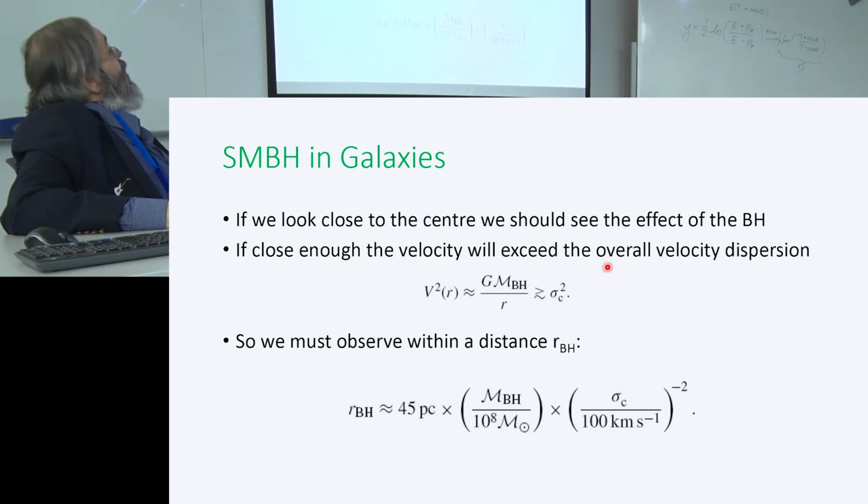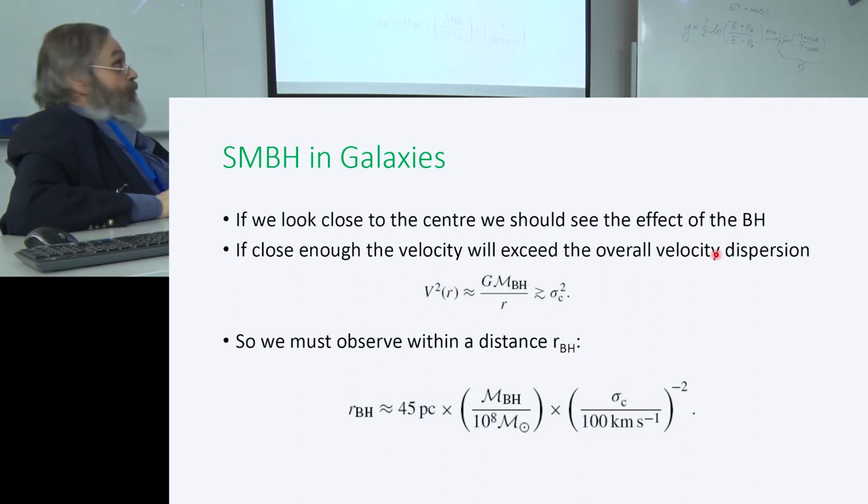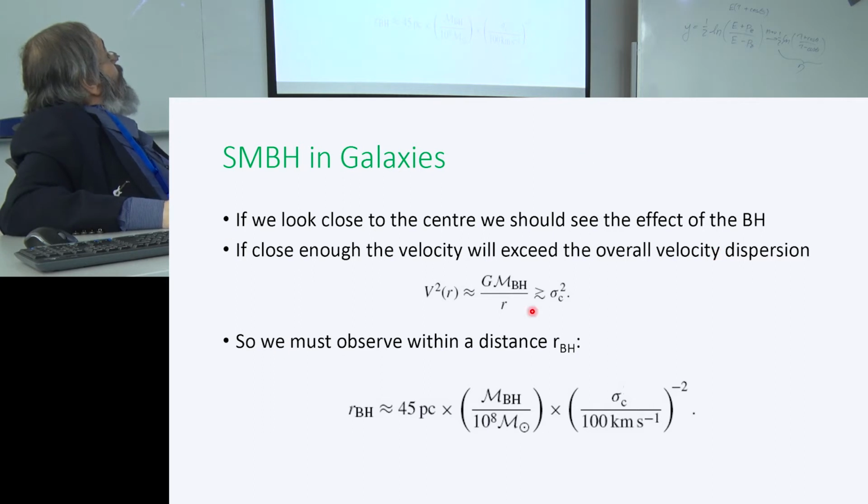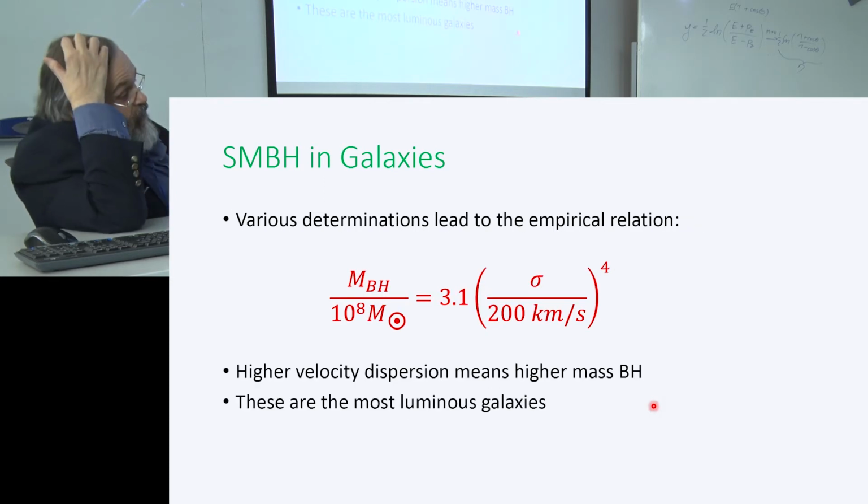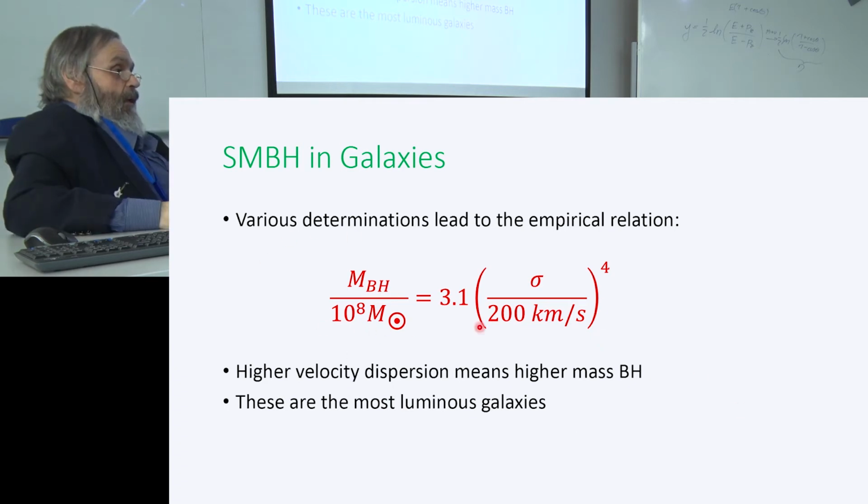Okay, so supermassive black holes in galaxies. If we look close enough to the centre, you should see the effect of the black hole on the velocity dispersion. And if you get close enough, then the velocity will exceed the overall dispersion, whatever it is. If you get really close, then the acceleration caused by that should exceed the velocity dispersion. And so you can then work out if v squared must go like G M black hole on r, has to be greater than c squared. You can work out what the radius must be for this, how close you have to get in to observe this, depending on the mass of the black hole, of course, and sigma. And so that's that expression, and this is the empirical relation between sigma and the mass of the black hole.